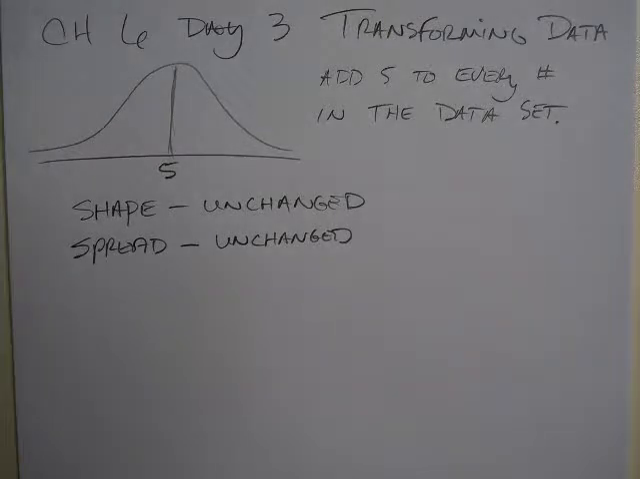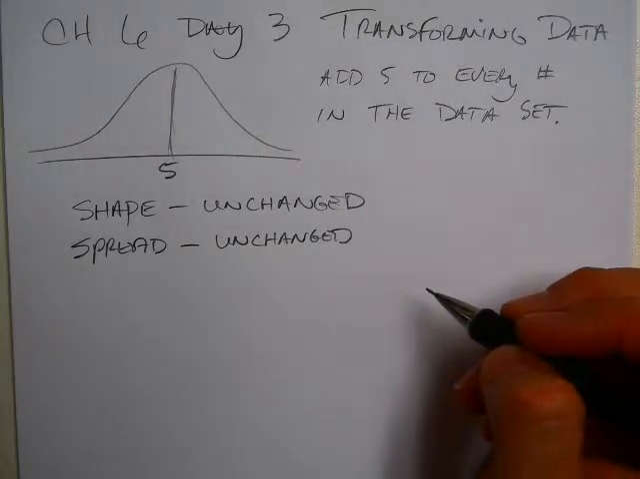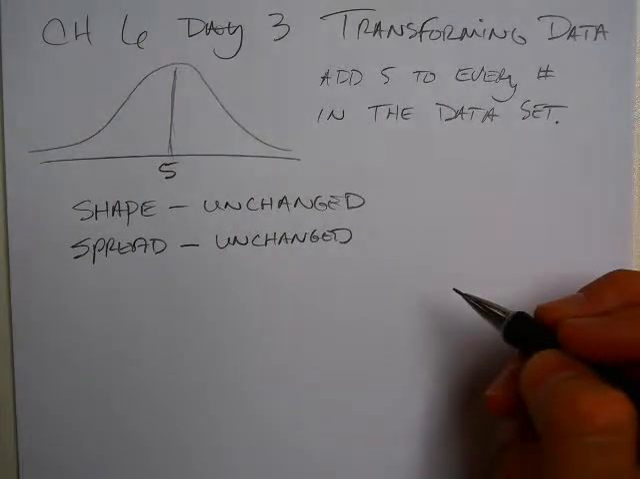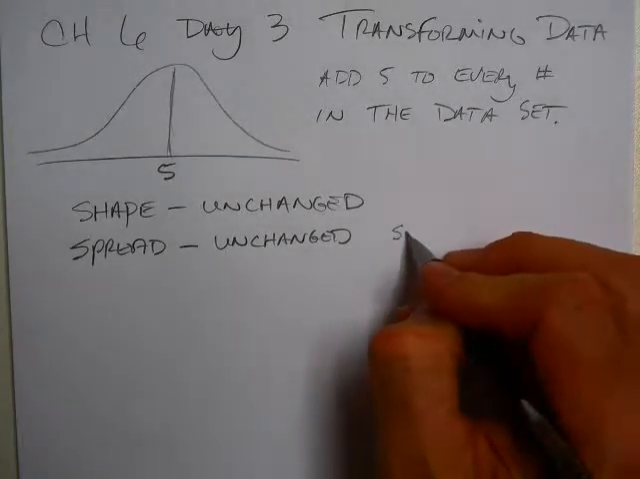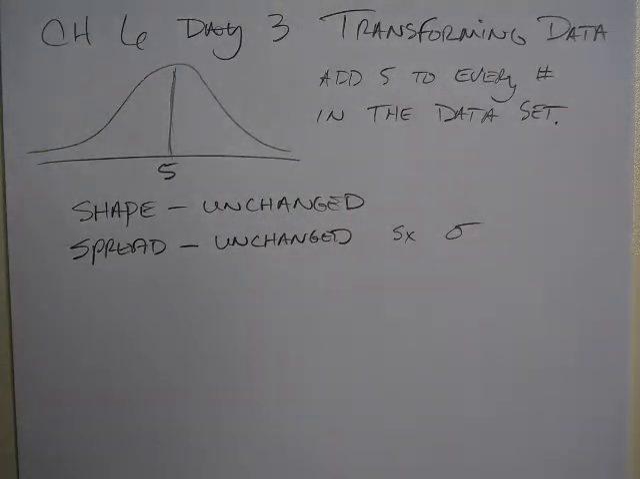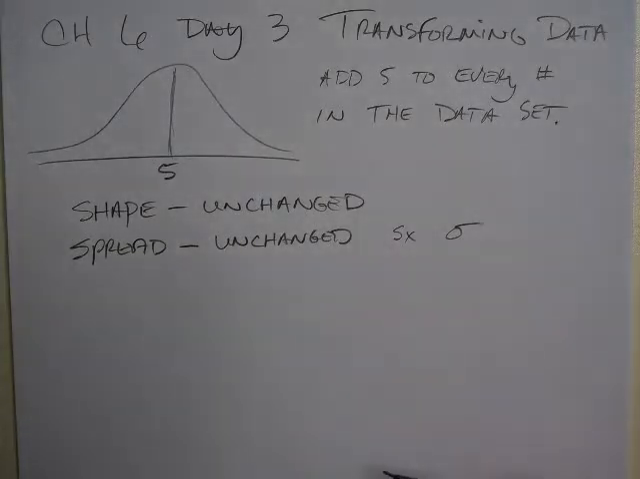So what is the spread that we usually deal with? That's the shape. What spread do we normally run across in this class? Standard deviation. Yep. So your Sx or your sigma x, anything like that, that's going to be unchanged. Whether your shape is normal or skewed right, skewed left, it doesn't matter.